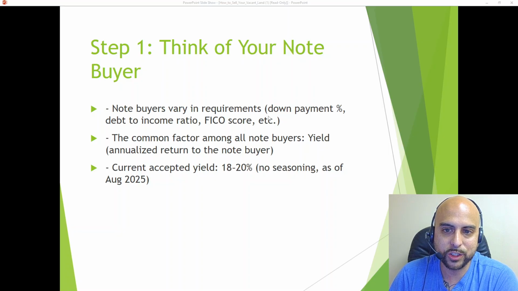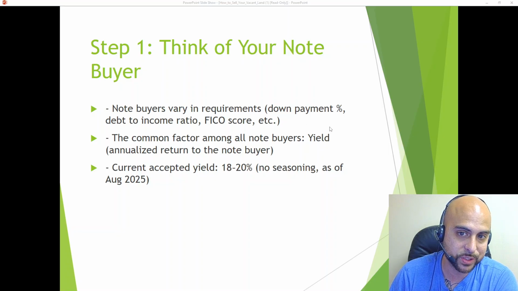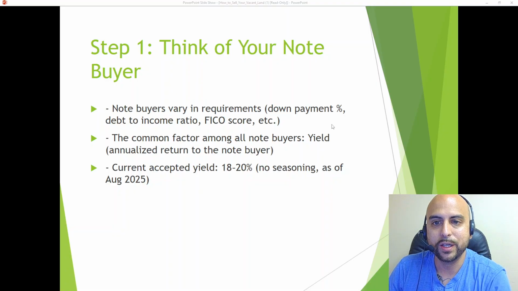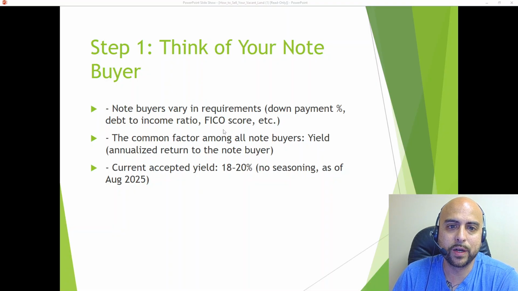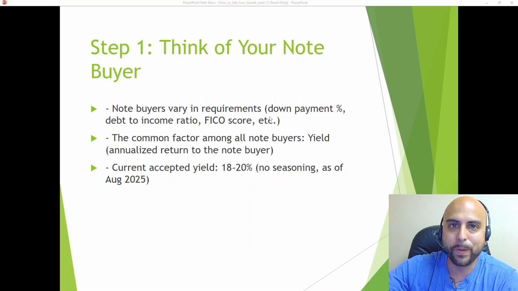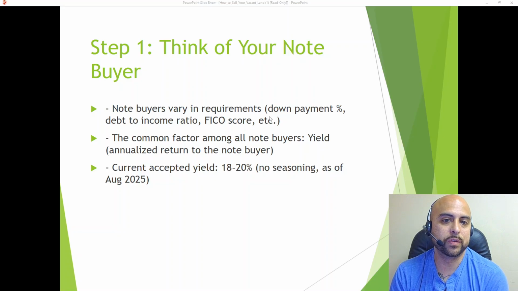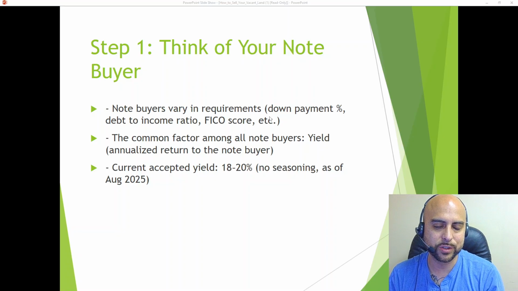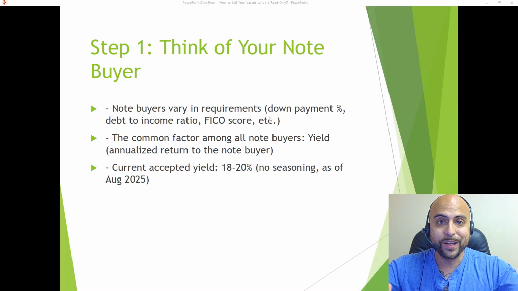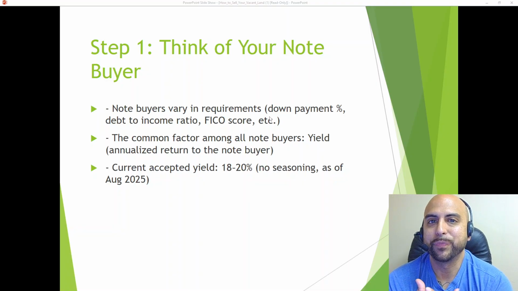Some note buyers require a minimum of a 10% down payment. Some require a minimum of a 20% down payment from the buyer up front. Some have credit score requirements. Some have debt to income ratio requirements. So you'll find that every note buyer is different. They're looking for different things. Some of them are comfortable with more risk, and some of them aren't.